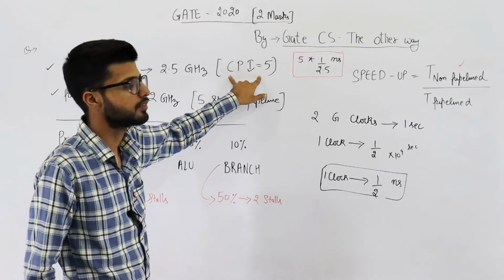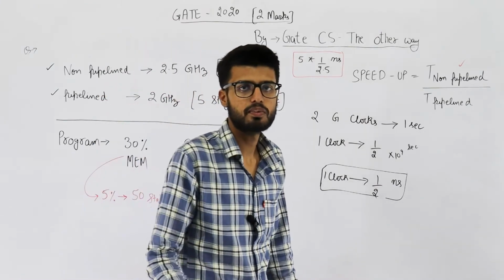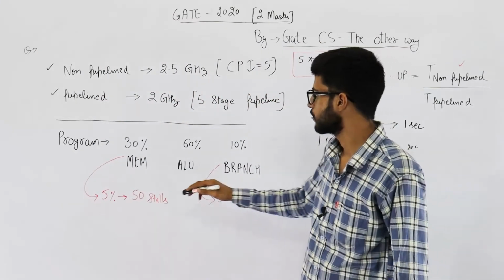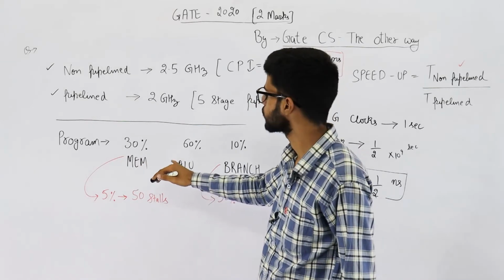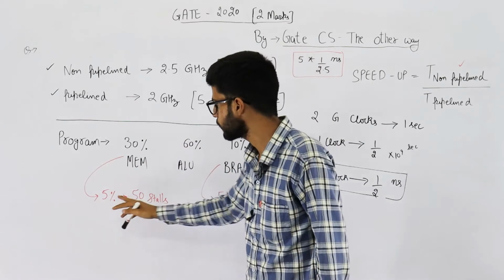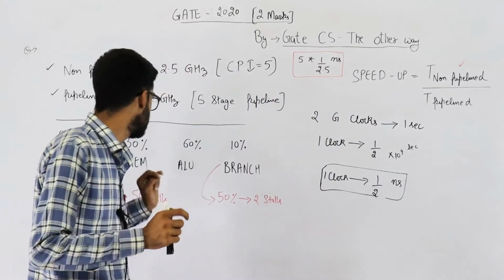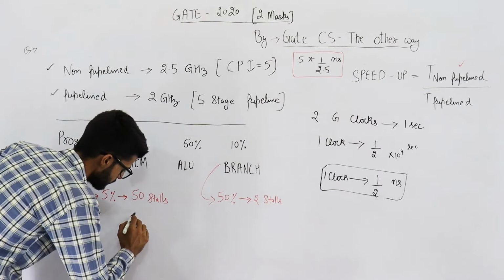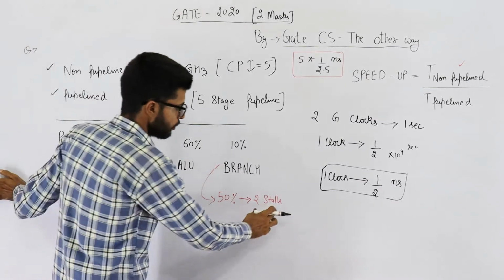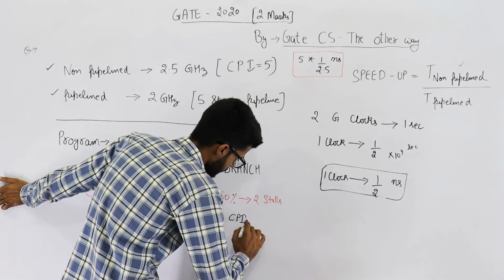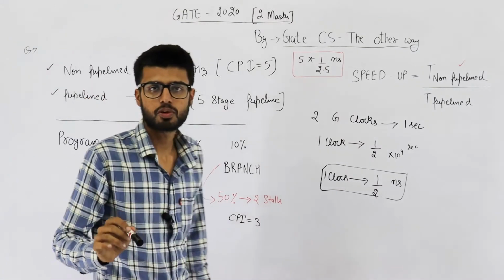Here they have clearly mentioned CPI is 5. But in this processor, the CPI may vary due to various types of stalls. Okay, here just see memory instructions. 30% of the instructions are memory instructions. And out of this 30%, 5% of instructions incur 50 stalls. 50 stalls means CPI becomes 51, and 2 stalls means CPI becomes 3. Okay, because CPI is number of stalls plus one.